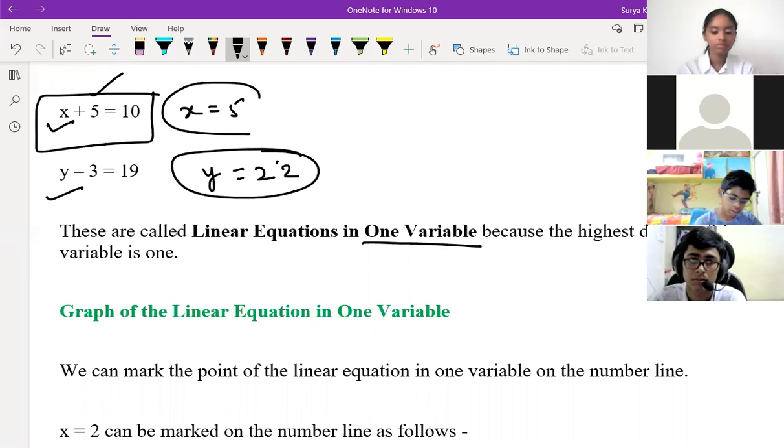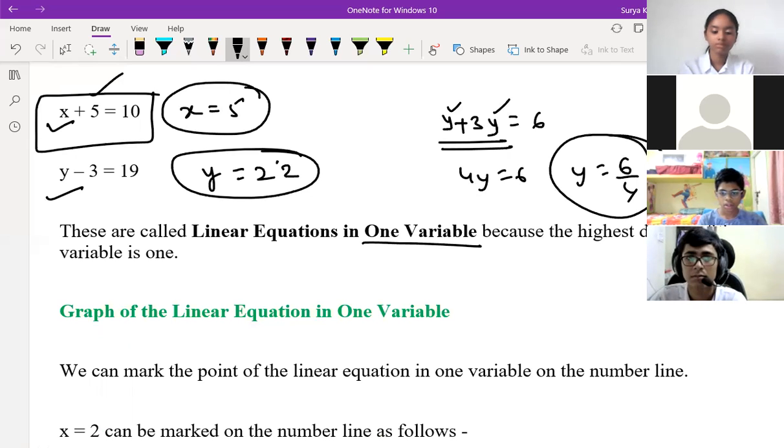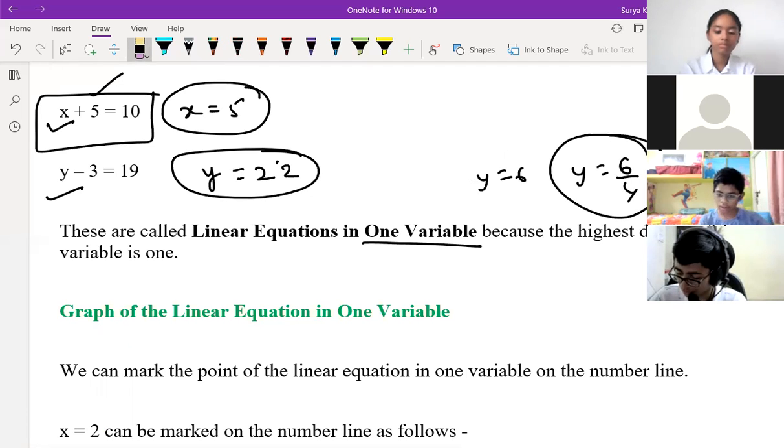Sir, does it depend on the type or how many variables, sir? Means there are two y's, then also it is one variable, sir. Tell me an example, what you're saying, Sai Charan. Like y plus 3y is equal to 6. This is also one variable only because only y is coming. So 4y is equal to 6, y is equal to 6 by 4. Understood? Yes, sir. So this is also one variable only.